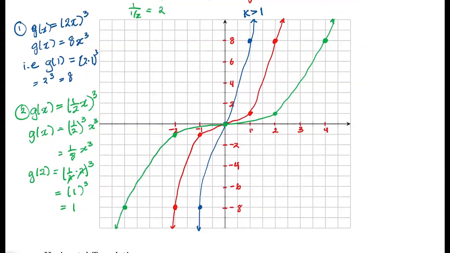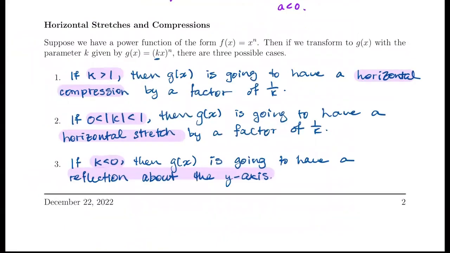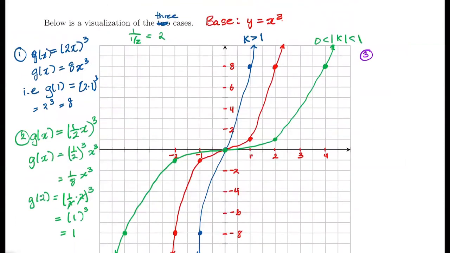So that's what we have. So that is what happens when we have the absolute value of k between 0 and 1. And for the last graph that we're going to have a look at, let's see what happens when we have a reflection about the y-axis this time. So let's take the function g of x to be negative x to the power 3. So it will look something like this.